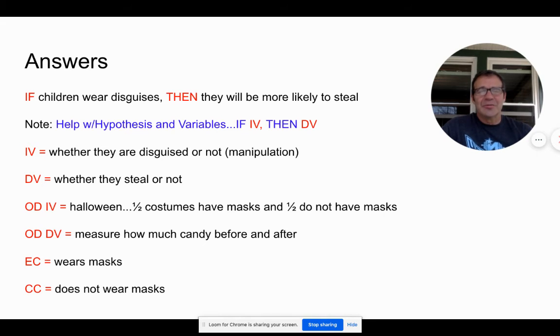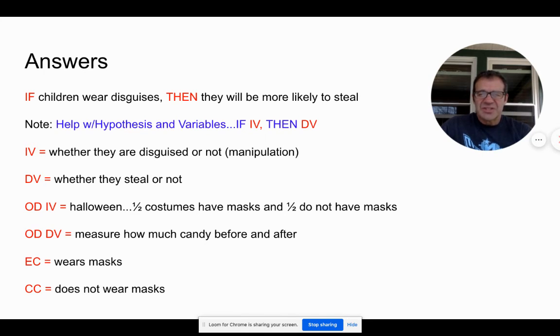Now that's not enough, because what do you mean by disguised? How are you disguising them? What kind of situation are you going to put them in to steal? Well, I'm going to use Halloween. So my operational definition is going to be Halloween. I'm going to have half of the children who are wearing costumes have masks as part of their costumes, and the other half are not going to have masks. That is how I'm manipulating being disguised, okay?